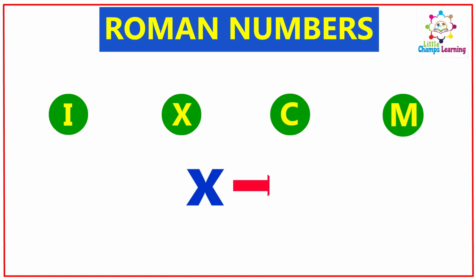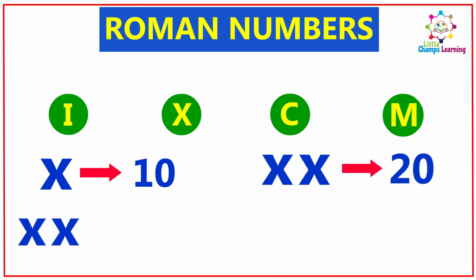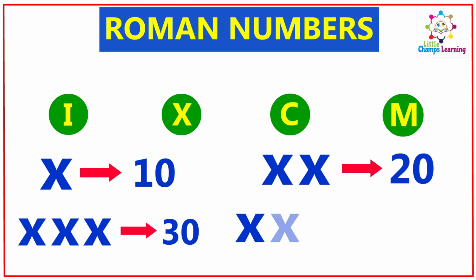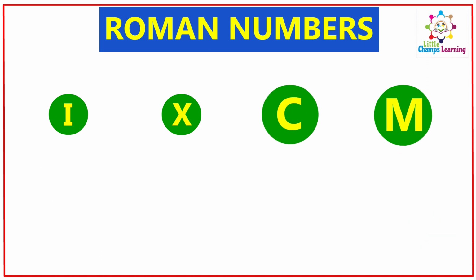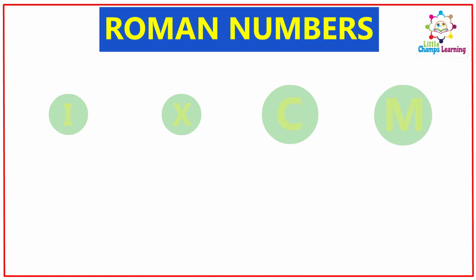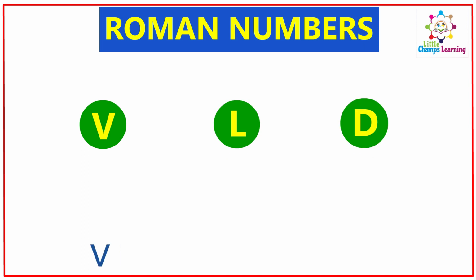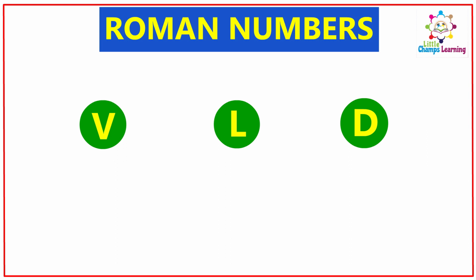Now if you have X, it is 10, XX is 20, XXX is 30, and XXXX is not allowed. The same goes for C and M also. Repetition of symbols: these 4 symbols are allowed in Roman numerals but only 3 times. Then we saw V, L, D, 5, 50, 500. Please anchor this in your mind, they cannot repeat themselves.